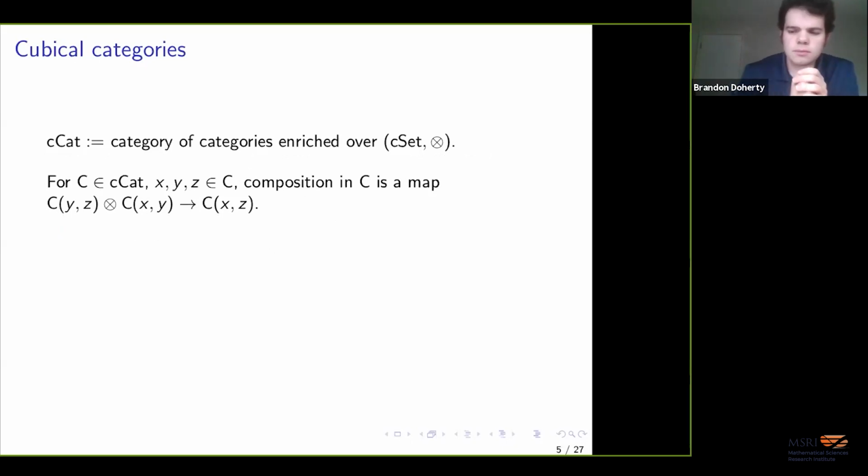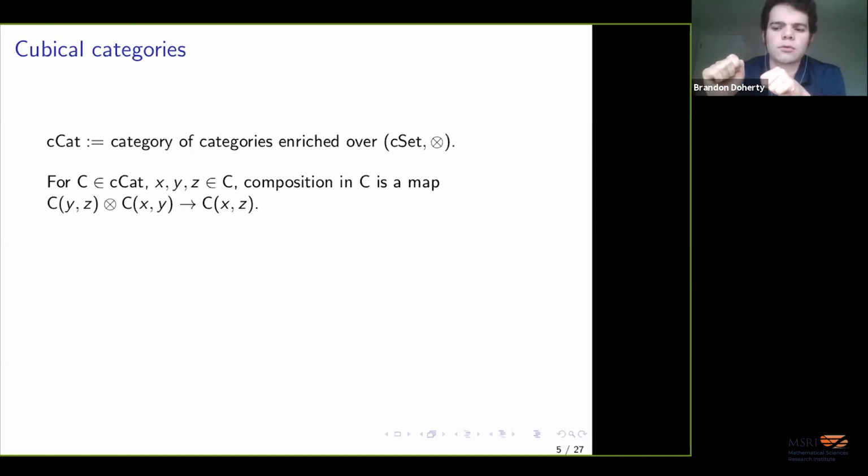Right, so to begin with, I should define exactly what I mean by cubical category. By CCAT, I'll be denoting the category of categories enriched over cubical sets equipped with the monoidal structure given by the geometric product. What that means is that composition in these cubical categories, say composition of maps from X to Y to Z, is a map out of the geometric product of C(Y,Z) with C(X,Y) into C(X,Z).